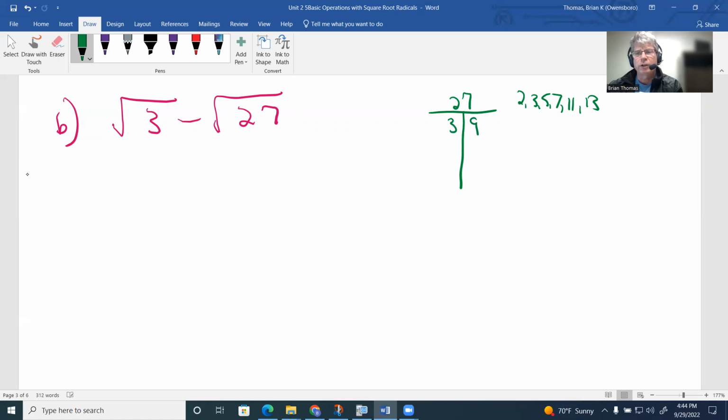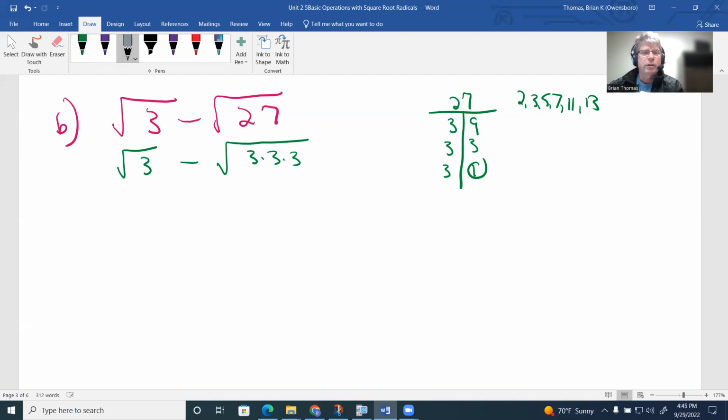Again, if you need to use a calculator for that, you can. 27 divided by 3 on a calculator would give us 9. And then 3 would go into 9 3 times, and 3 would go into 3 1 time. So 27 is really just 3 times 3 times 3. So I can rewrite that as then 3 times 3 times 3. So I'm going to bring down the rest of the problem. So square root of 3 and a subtraction.